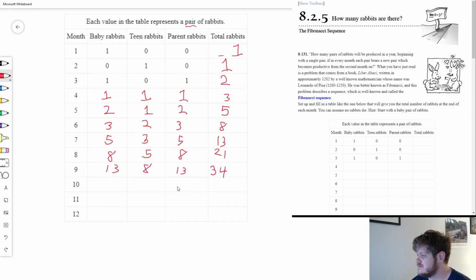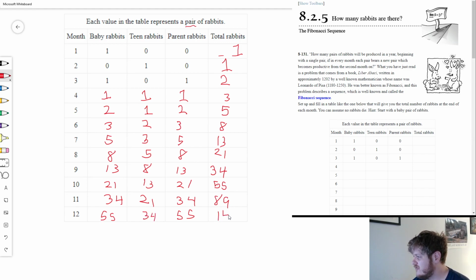We do it again, and we have 21, 13, and 21, for a total of 55. Once more we do it, so we get 34, 21, 34, and so then we end up with a total of 89, and then we have 55, and 34 for a total of 144.